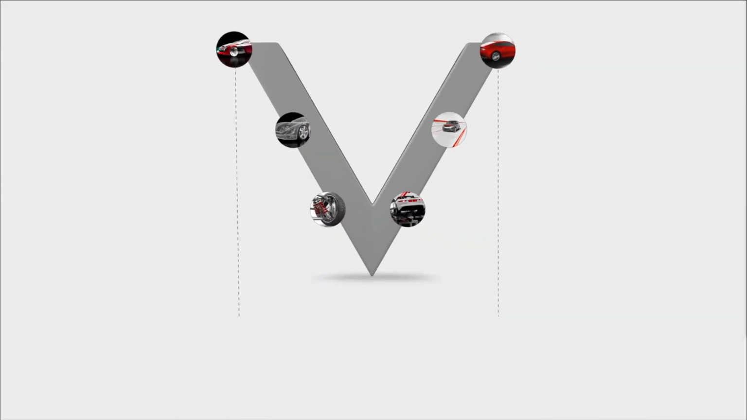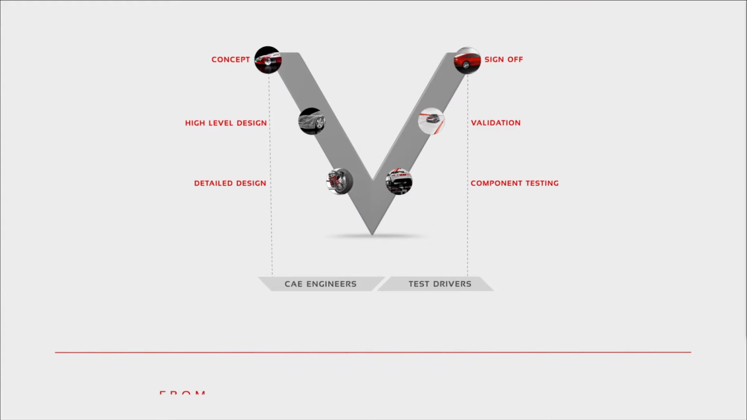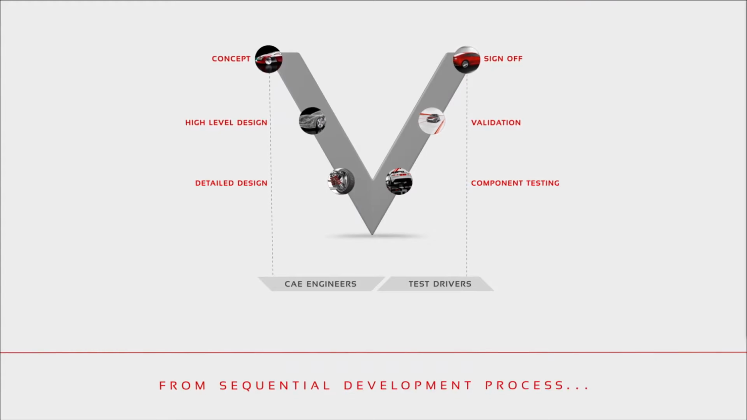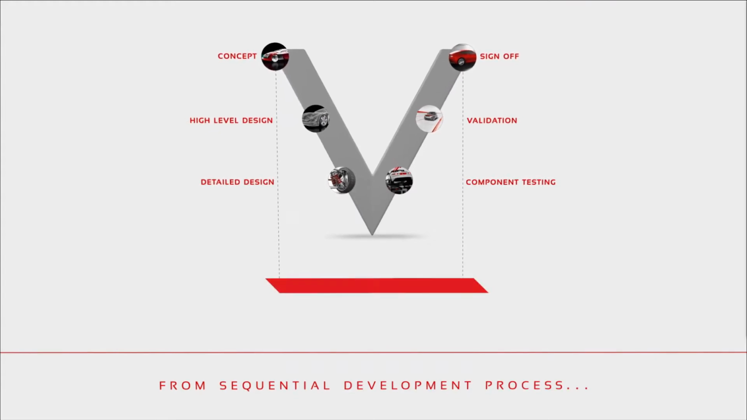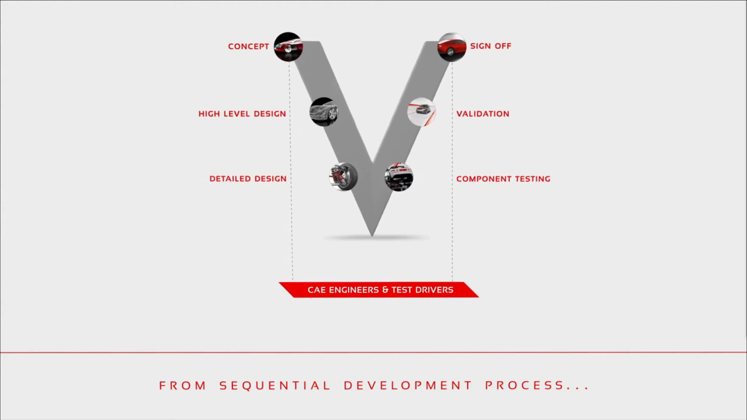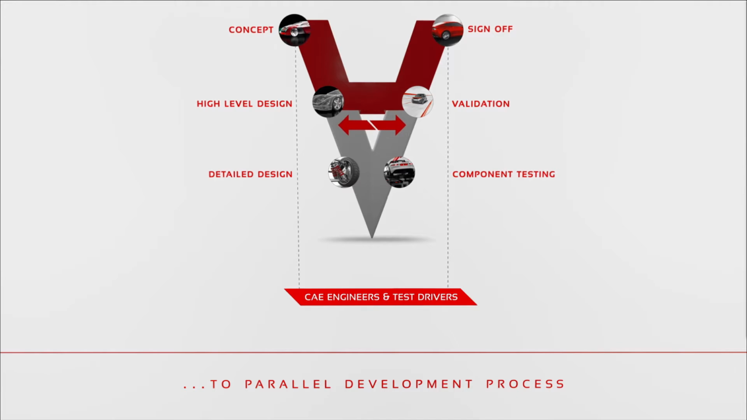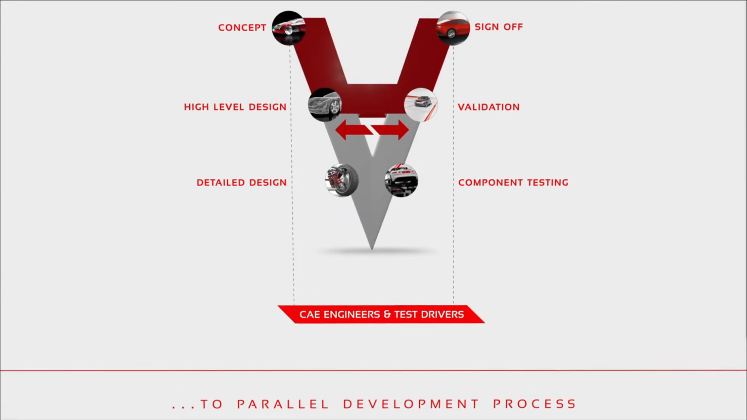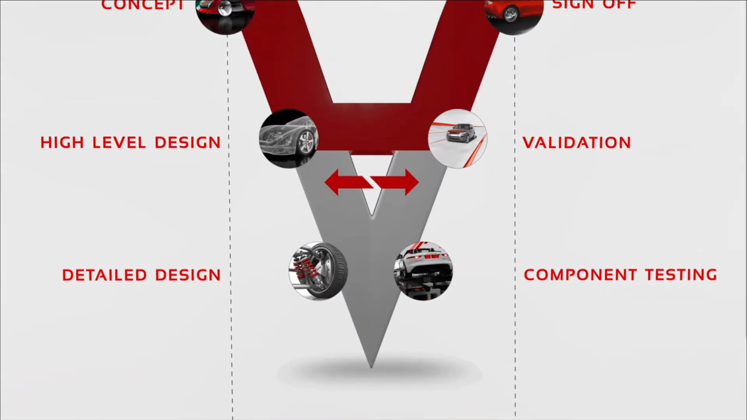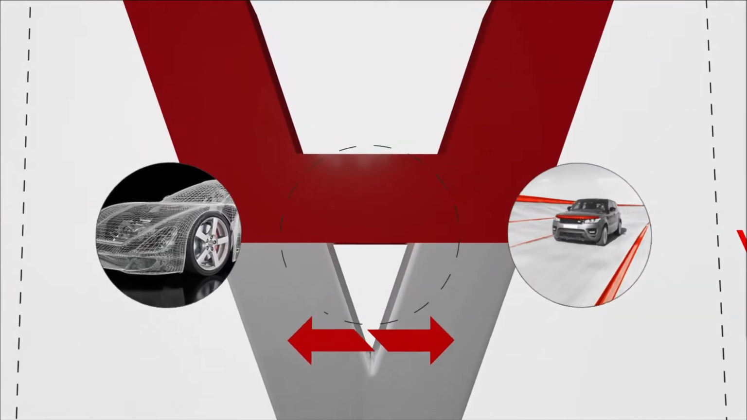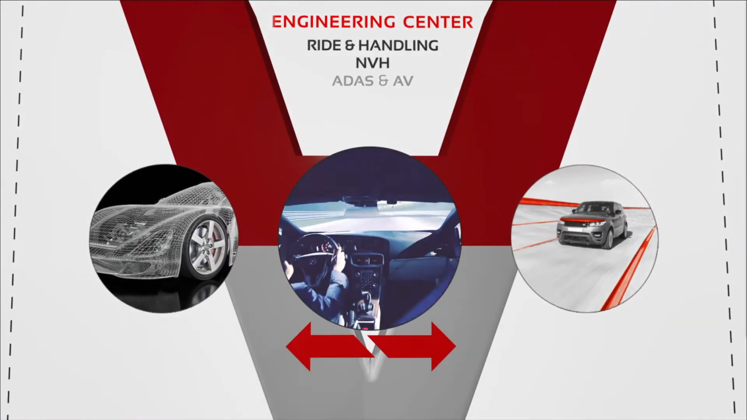VI-grade has worked hard in order to change the traditional V cycle into something which is closer to modern needs. We managed to put in contact the simulation world, typically located on the left side of the V cycle, with the testing world, typically on the right side of the V cycle, and have these two worlds working together. This is made possible through the introduction of driving simulators.